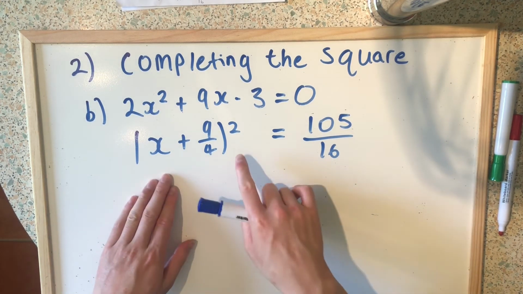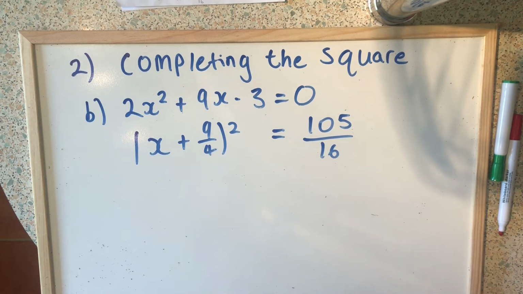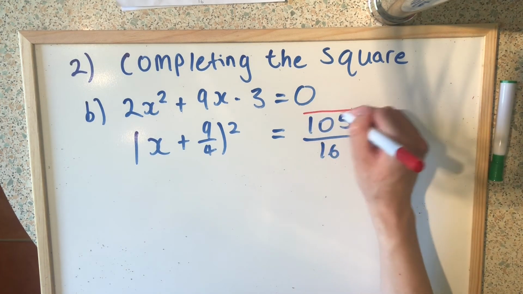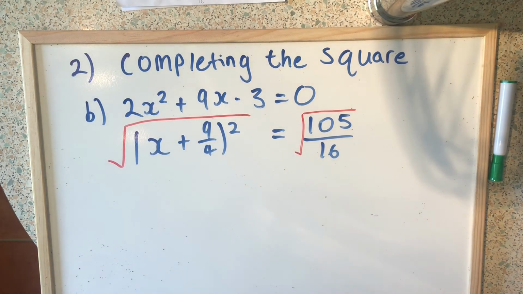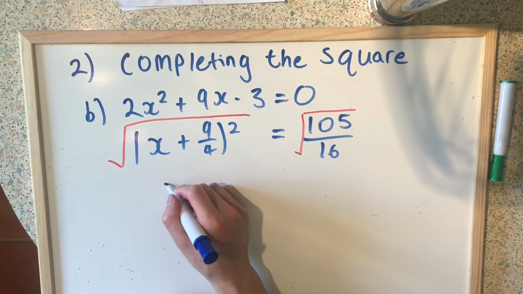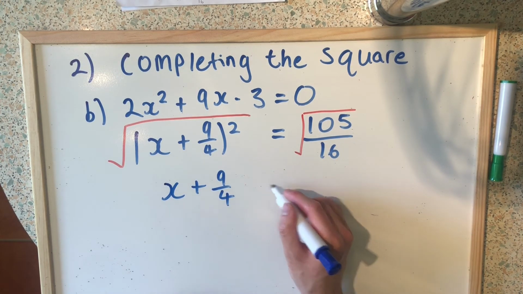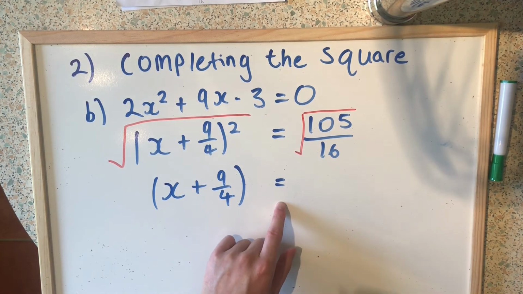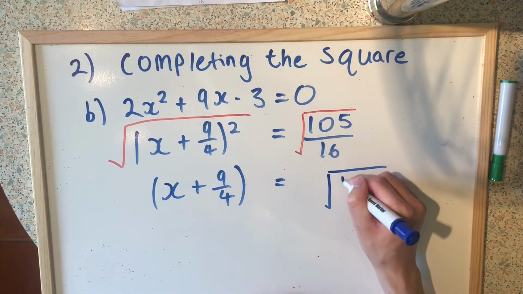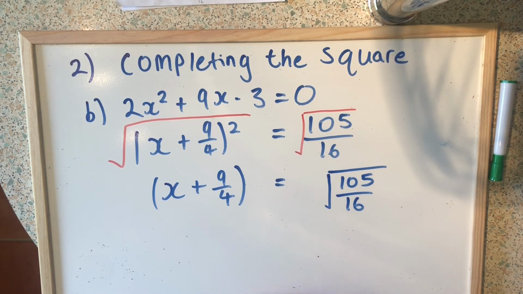So some number squared is this answer here. So let's square root it. So square root this, and the square root of this. That leaves us with x plus 9 over 4 is equal to the square root of this, which we can just leave as that. And don't forget the plus or minus.